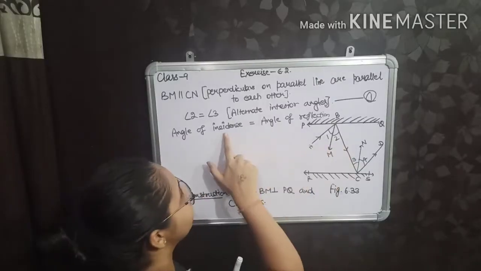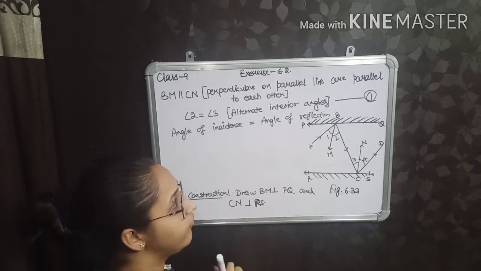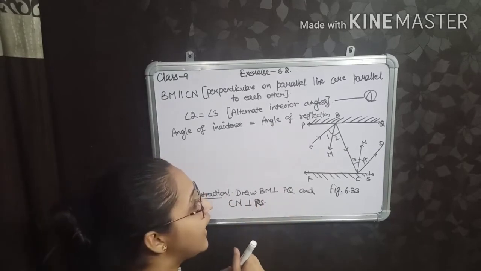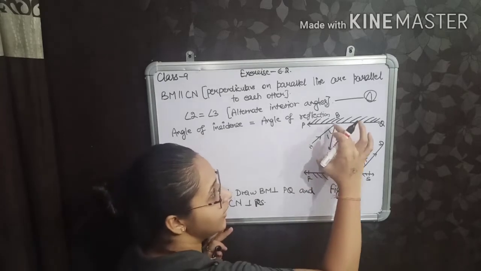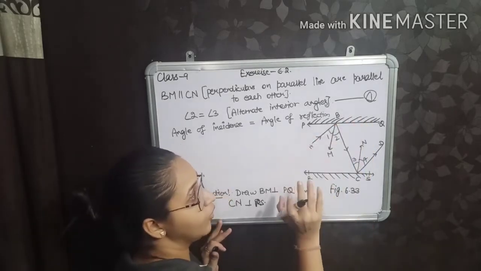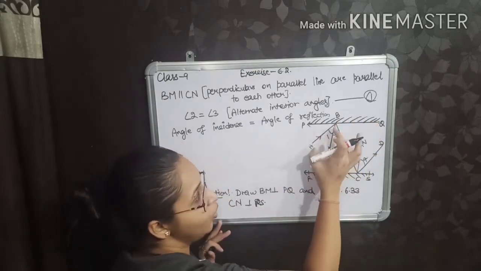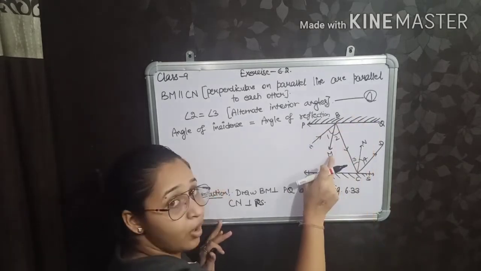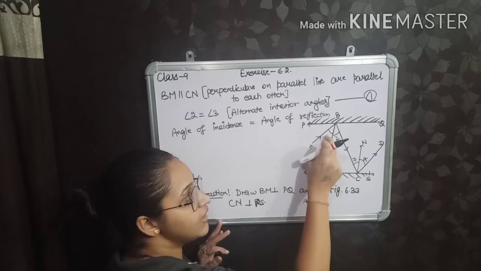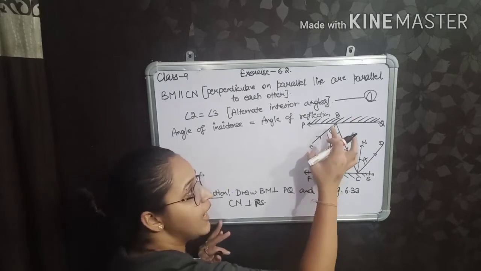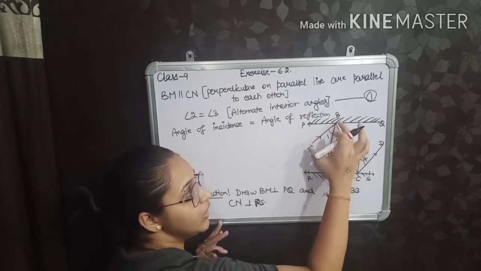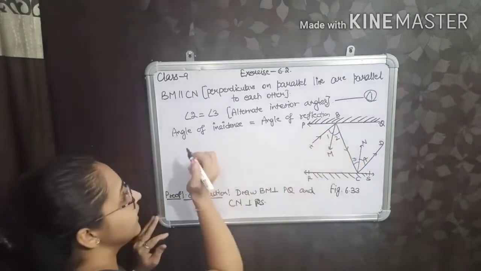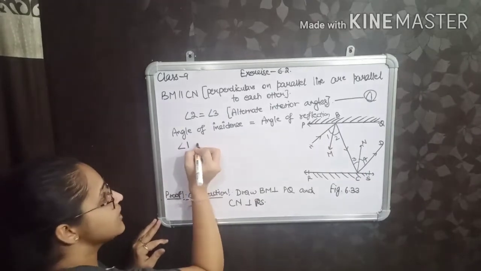What is angle of incidence and what is angle of reflection? Angle of incidence is an angle that an incident ray makes with a normal line. On mirror PQ, AB is an incident ray and BM is normal. So angle 1 is the angle made between the incident ray and the normal. So angle 1 is the incident angle.